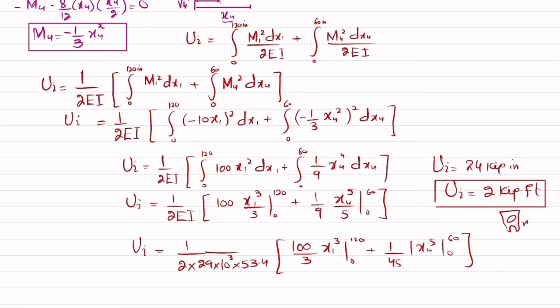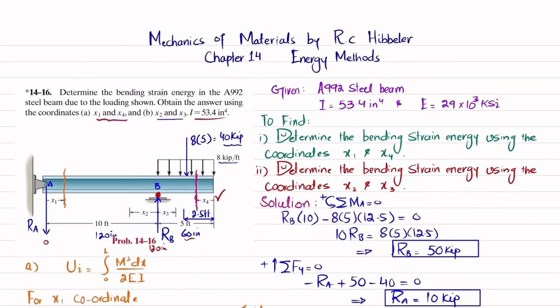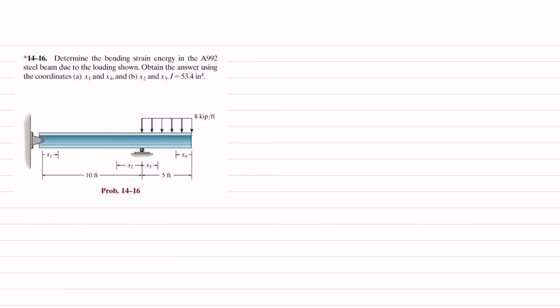Now we will move towards the second part, and in the second part we have been asked to find the bending strain energy due to coordinate x2 and x3. So let's move toward another page. In this we will solve part 2. So for part 2 we will find the bending moment for coordinate x2.